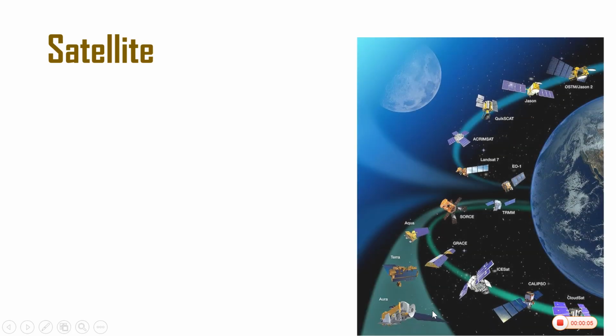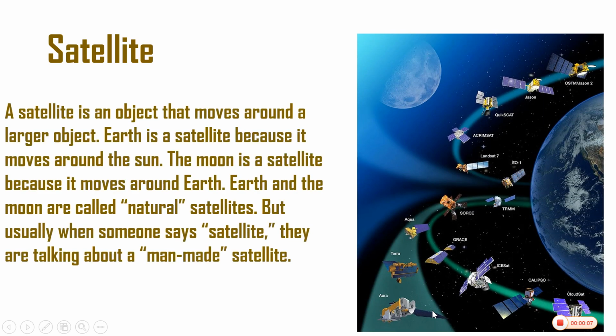Hello, today in basic science, we'll be looking at the topic satellite. A satellite is an object that moves around a larger object. The Earth is a satellite because it moves around the sun. The moon is a satellite because it moves around the Earth.